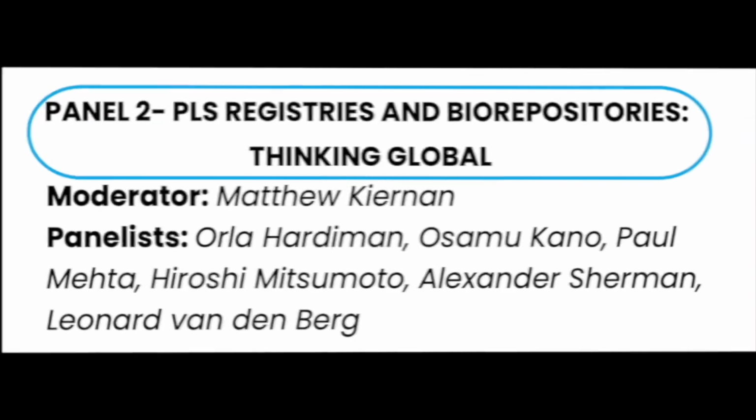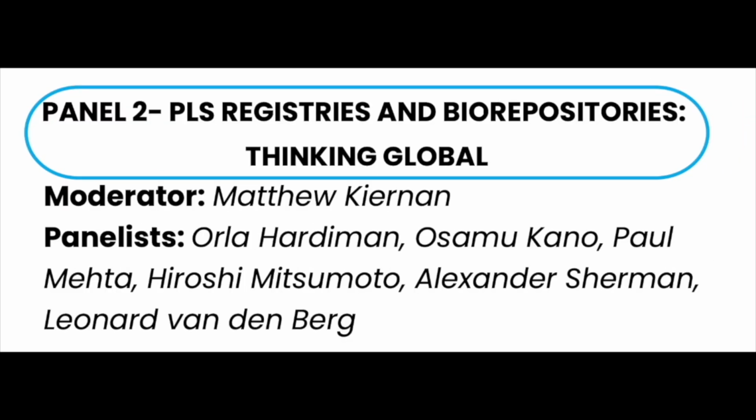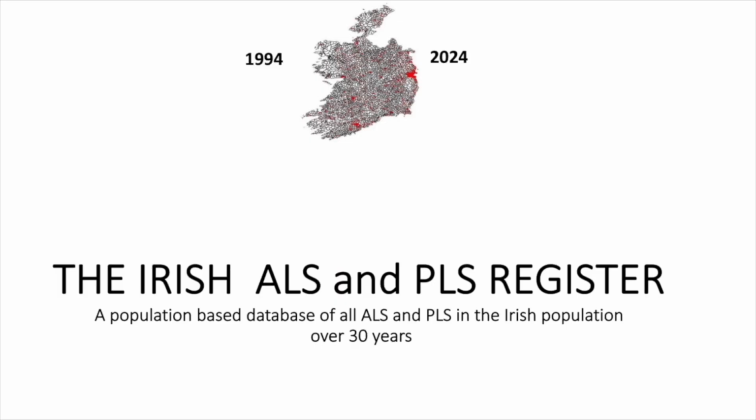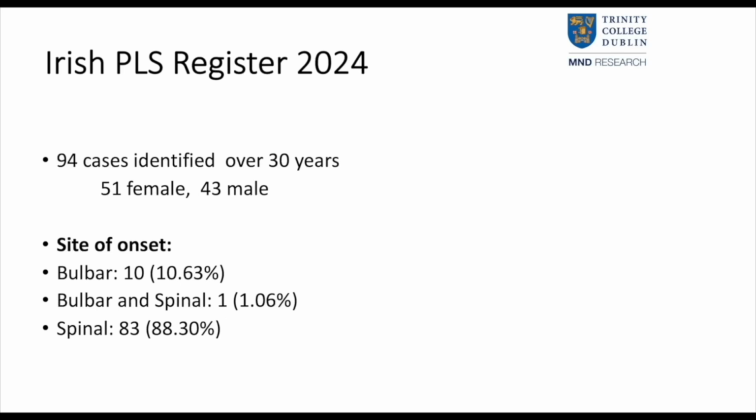Okay, thanks very much. So our register has been running for 30 years. So we've looked at our register. Rob McFarlane, who's here with us, has done the analysis for me. We have 94 cases with PLS. We used the criteria of more than 4 years with the pure upper motor neuron signs. So we had 94 cases over 30 years, 51 female, 43 male.